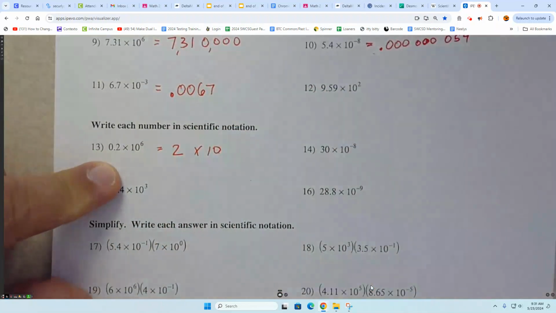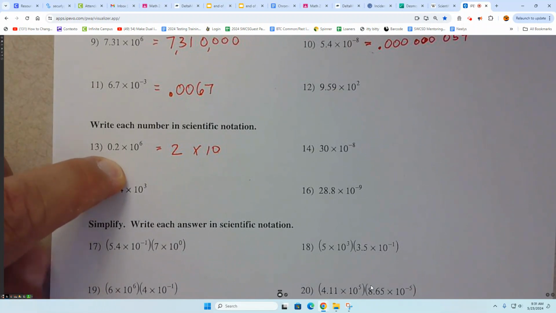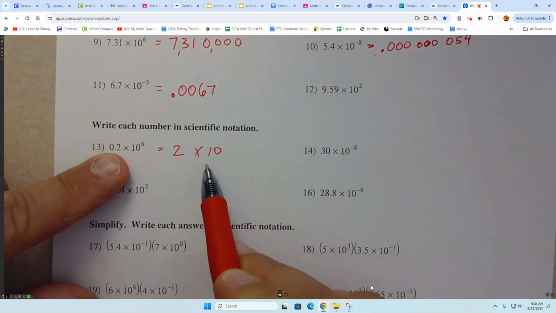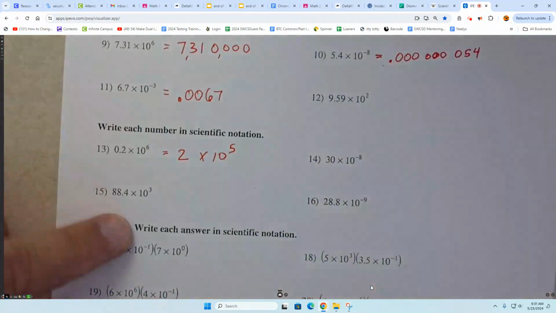Here's the question. Did the point 2 borrow a 10 or give the 10 to the other thing? It borrowed a 10. So if this guy needs a 10, he took it from here. So now this is 10 to the 5th.